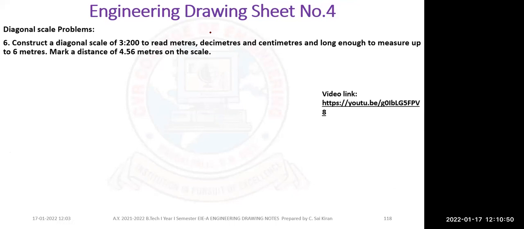So everyone read the question once. In this question, they are saying to construct a diagonal scale with 3:200. So they have already given the ratio, the RF value, directly in this problem. After giving the RF value as 3:200, they are asking you to define 3 units: meter, decimeter, and centimeter.